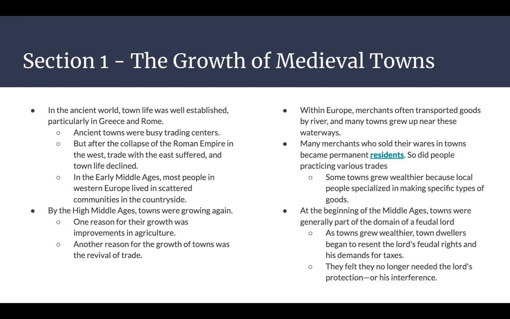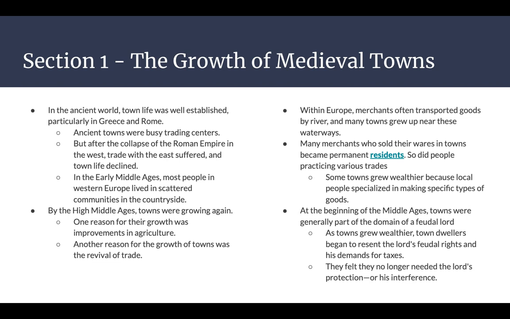Another reason for the growth of towns was the revival of trade. So seaport towns such as Venice and Genoa in Italy served as trading centers for goods from the Middle East and Asia. Within Europe, merchants often transported goods by river, and many towns grew near these waterways. So again, they really wanted to be centrally located in order to have a convenient route to not only receive goods, but to sell and transport goods as well.